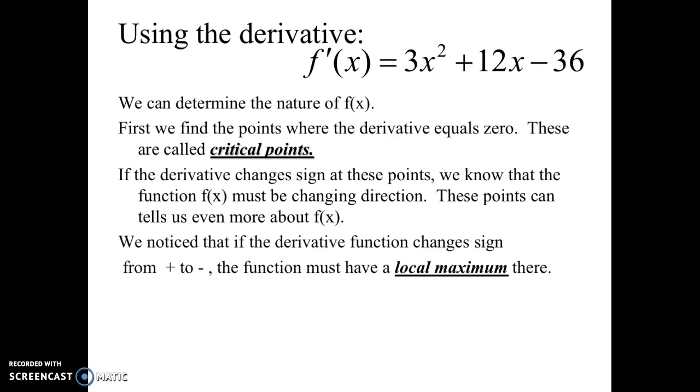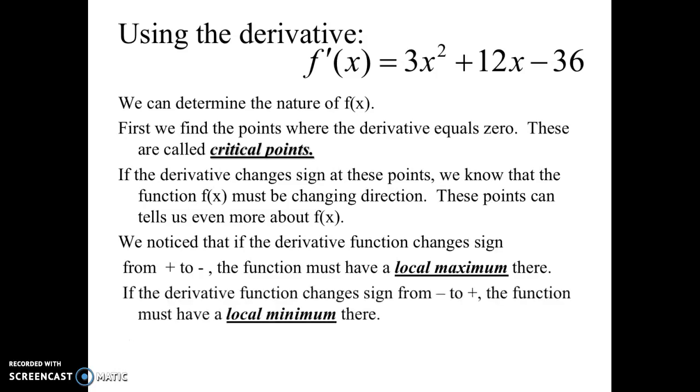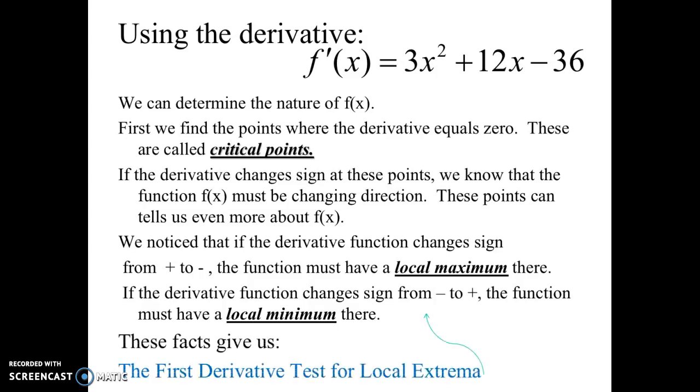We notice that if the derivative of the function changes sign from positive to negative, in other words, if the function is increasing, then decreasing around the critical point, then the function must have a local maximum there. If the derivative changes sign from negative to positive around a critical point, then the function must have a local minimum at that critical point. These are the facts that give us what's called the first derivative test for local extrema, or for short, the FDT, the first derivative test.